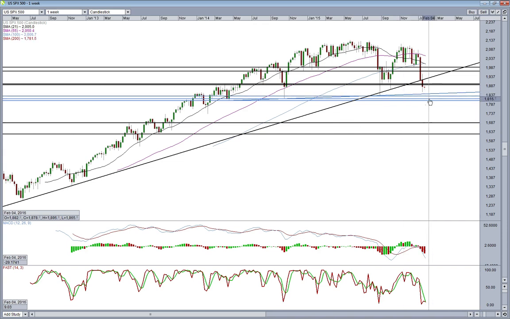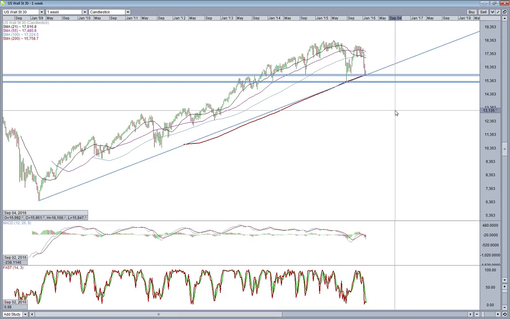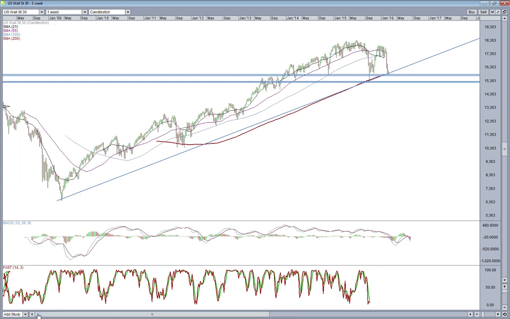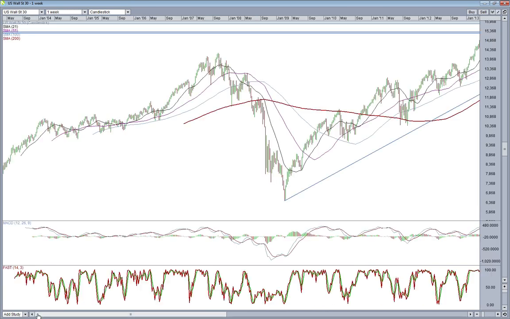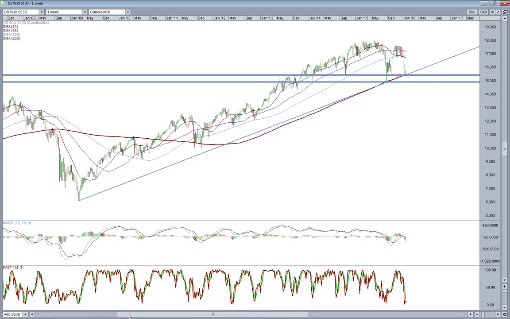So I think these levels here are going to be absolutely crucial for me, and I think if we do see a break of them, there could be a lot more pain to come for the S&P 500. Similar signals really in the Dow. This is the weekly chart in the Dow, and let me just go back so we can get more data for this moving average.